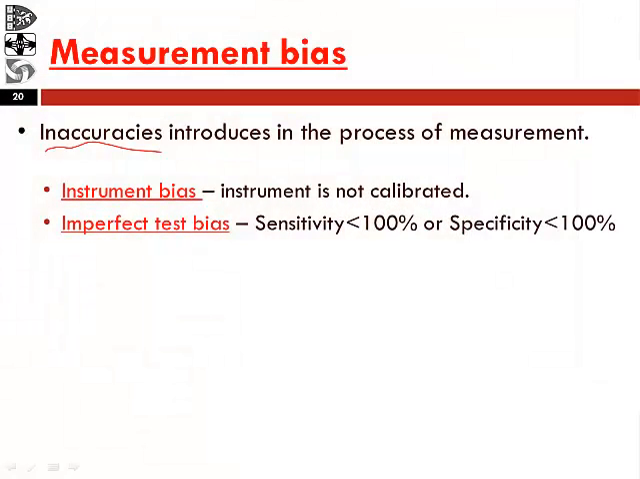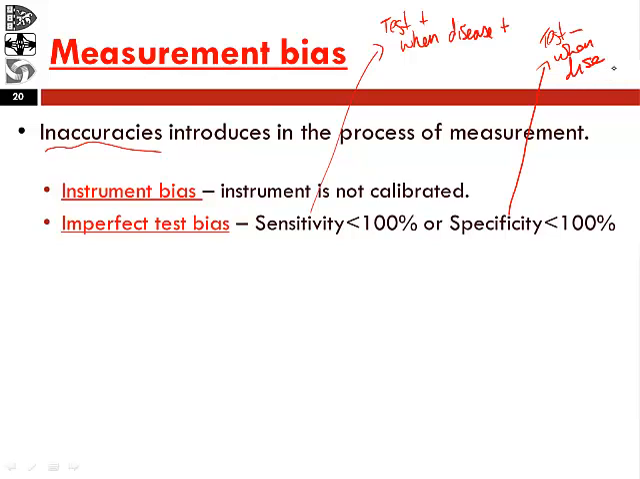Imperfect test bias. So it doesn't have perfect sensitivity, and it doesn't have perfect specificity. Do you know these words, sensitivity and specificity? Sensitivity is that you test positive when disease positive. And specificity is that you test negative when disease negative. Okay?